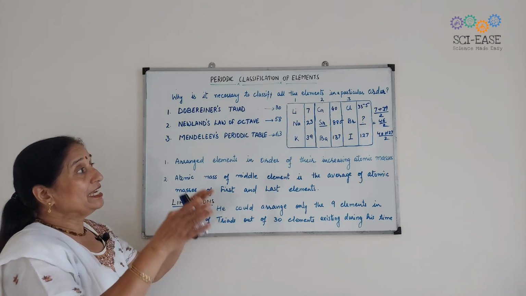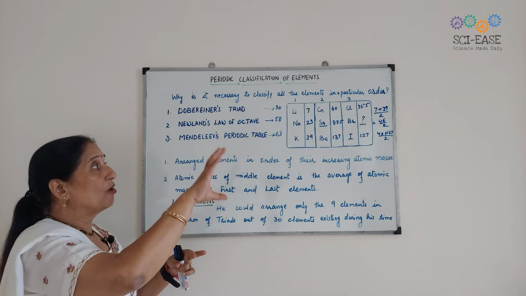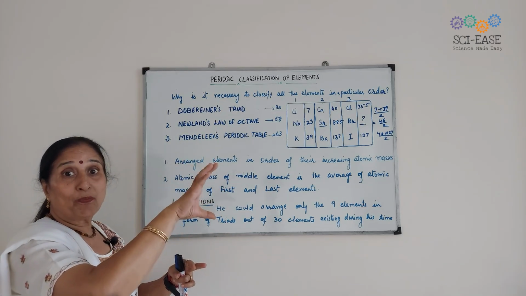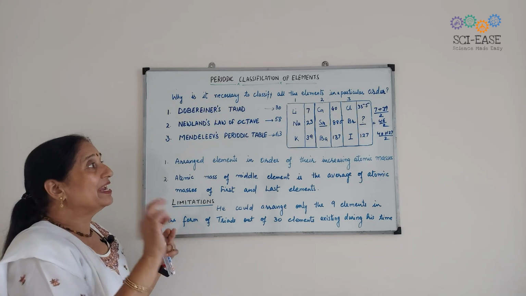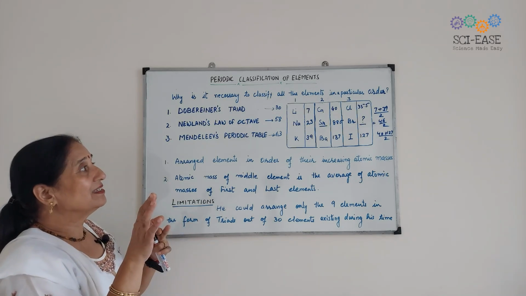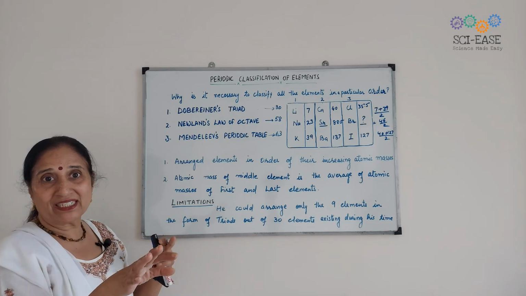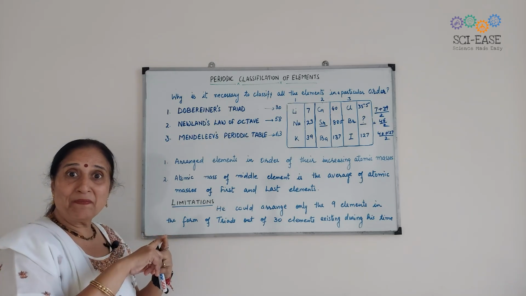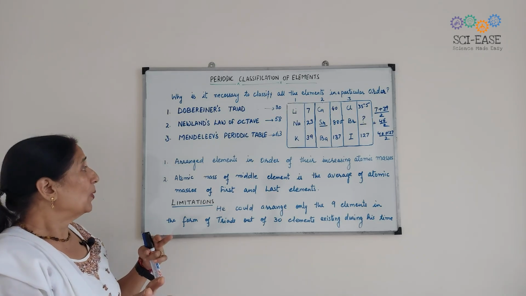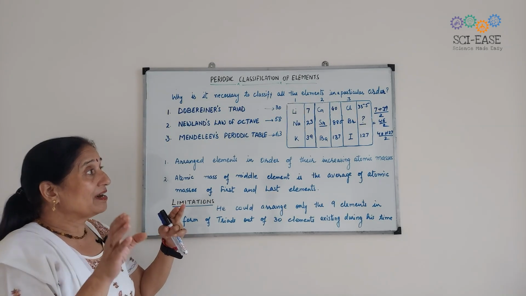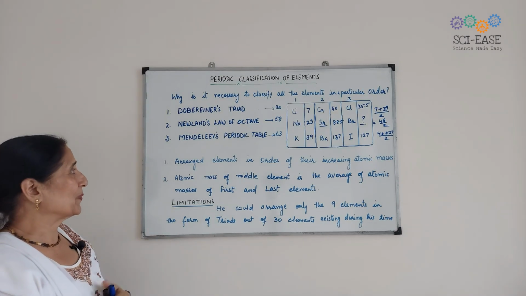Dobereiner arranged the elements in the form of triads, groups of 3. He could arrange only 9 elements in the form of 3 triads, and at that time, 30 elements were already discovered. So there are some limitations also.